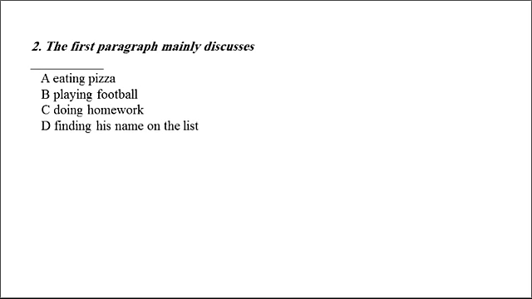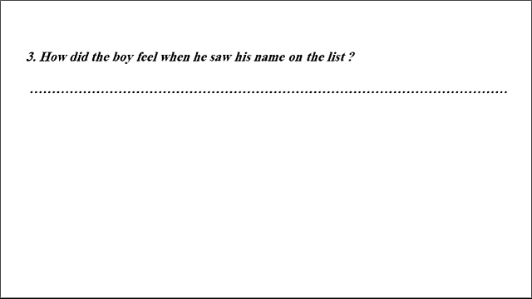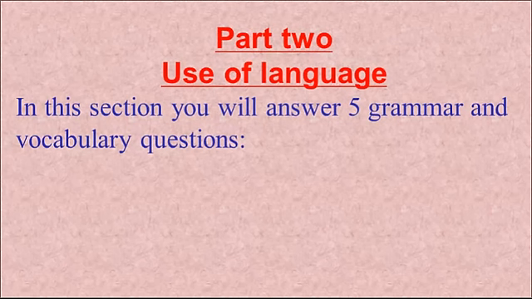As we said before, in the writing section we have two parts. First, use of language. We have 5 questions for the use of language, related to the grammar and vocabulary that we have learned during the last period. You should read the question carefully and understand what is required from you. Is it a vocabulary question or a grammar question?